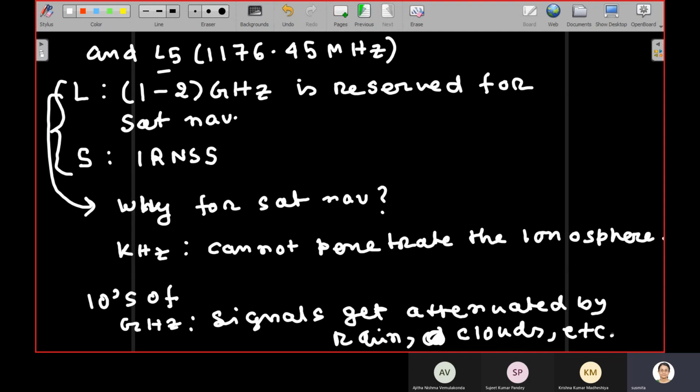But if you want to use satellite navigation for so many different applications that we discussed earlier, you cannot afford to have signal outage because of bad weather. You need something which will work in all weather conditions. And it is found that the L band and part of S band suit that purpose. They can penetrate the ionosphere.